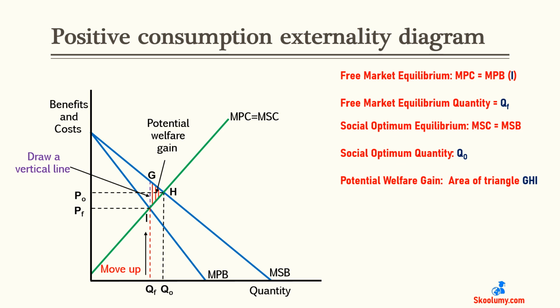To identify the area of the welfare gain, start from free market quantity, the actual quantity consumed, move vertically up and draw a vertical line between MSB and MPB. The triangle formed represents the potential welfare gain. In this case, it is triangle GHI.